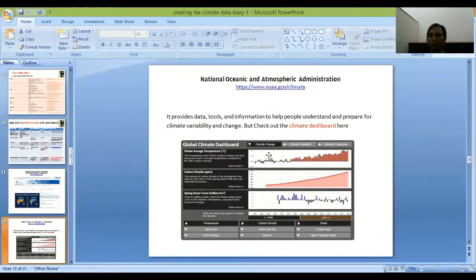National Oceanic and Atmospheric Administration, in short, NOAA. NOAA is another interesting and very resourceful website to understand climate related challenges. Within this website, don't get lost. You should actually see the climate dashboard that they have given. As the screenshot shows, this gives you numbers on the temperature, carbon dioxide emissions, and many other indicators. So besides other aspects of this website, look for the climate dashboard.